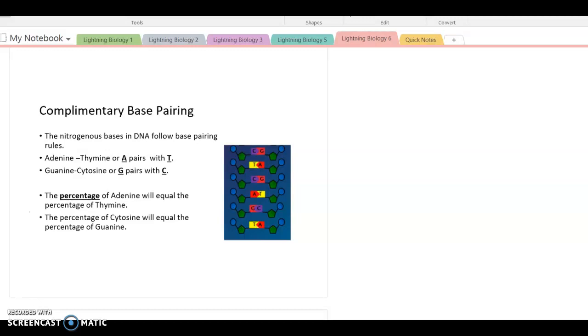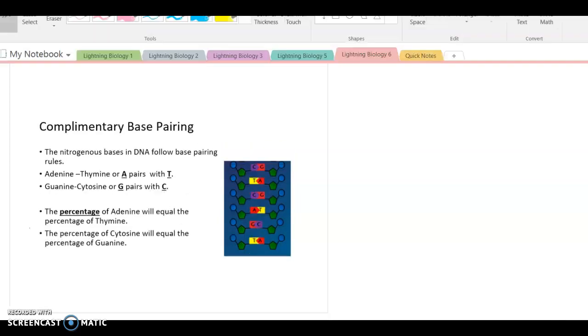The first thing that we need to remember is that DNA is a double-stranded molecule. And as a double-stranded molecule, the reason that Watson and Crick were able to figure out the structure of the molecule was because of the complementary base pairing rule that Chargaff came up with.